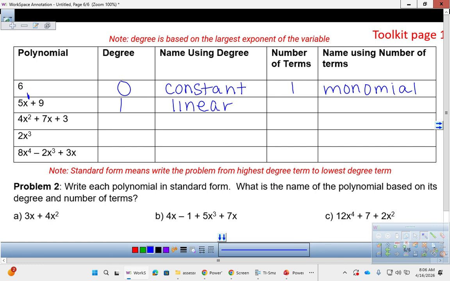Now, for this problem, there are 2 terms. There's the 5x and the 9. So for the number of terms, that's 2. And so we'll call this one a bi, because bi means 2. Nomial, because it's a polynomial. It's an equation. So 5x plus 9's fancy name, besides just calling it linear, is a linear binomial, because there's 2 terms in it. You can have a linear monomial. If the equation is just 5x and no y-intercept, it's linear still, but there's only 1 term, so it's a monomial.